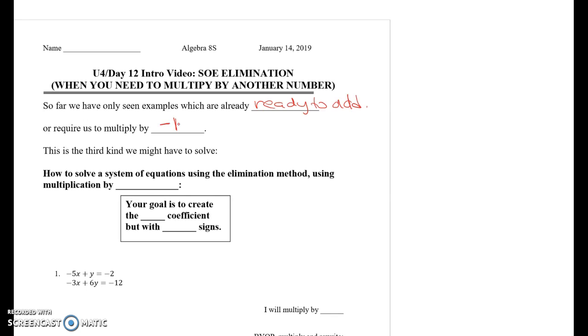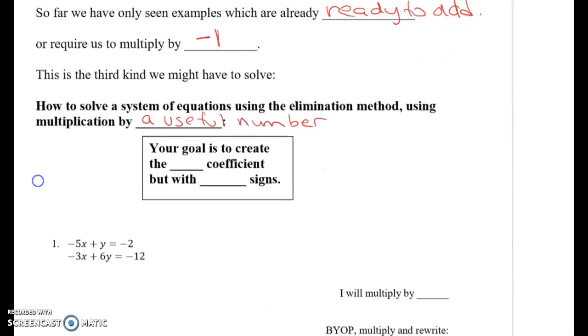Now we're going to learn a third kind, and a few of us are going to learn a fourth kind, where we have two different coefficients, and they just aren't the same, right? So we are going to learn how to solve a system of equations using the elimination method, multiplying by a useful number, okay? The reason I'm writing a useful number is because it's going to be a different number each time. Our goal is to create the same coefficient, but with different signs. And that's going to require something different every time.